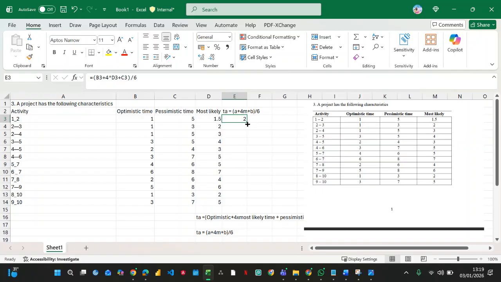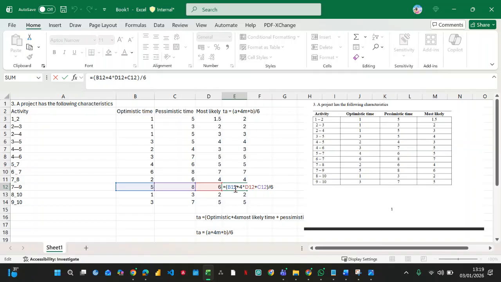Now you can see that since I use Excel, I'm not going to be doing this manually. I have done this, and this should be the answer.